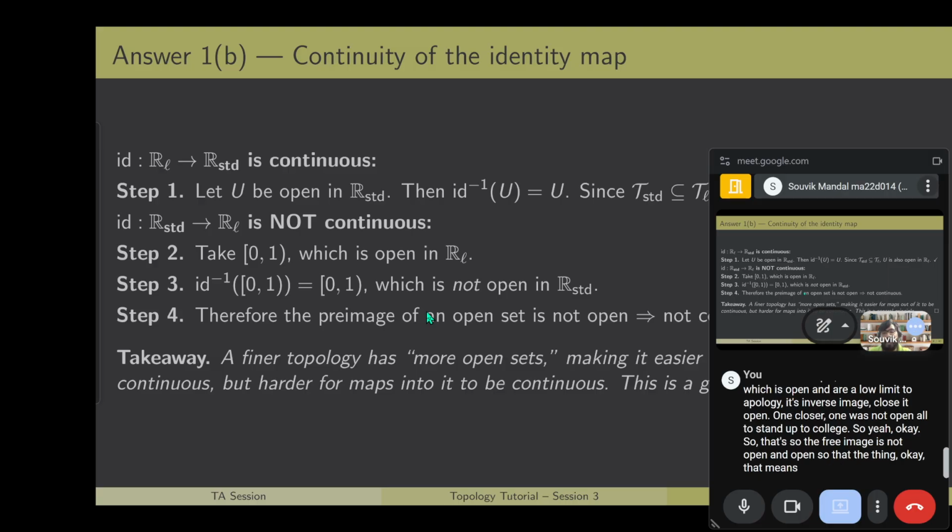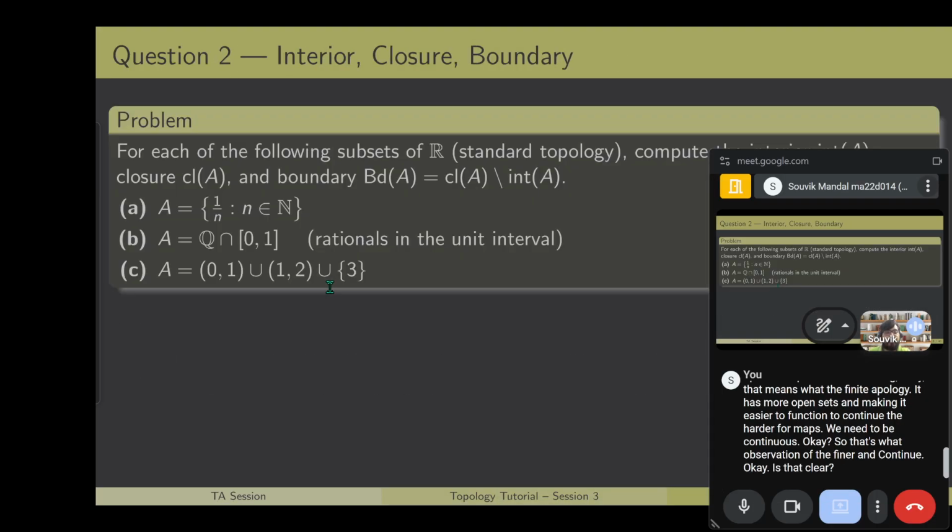That means what? The finer topology has more open sets, making it easier for functions out of it to be continuous, or harder for maps into it to be continuous. Okay. So that's the observation about finer topologies and continuity. Is that clear? I hope so.